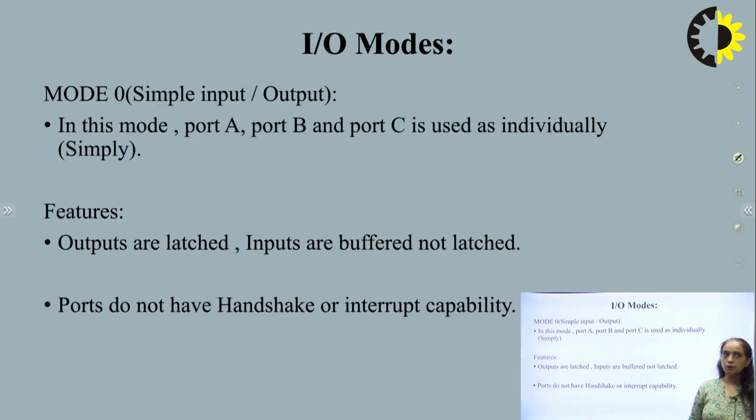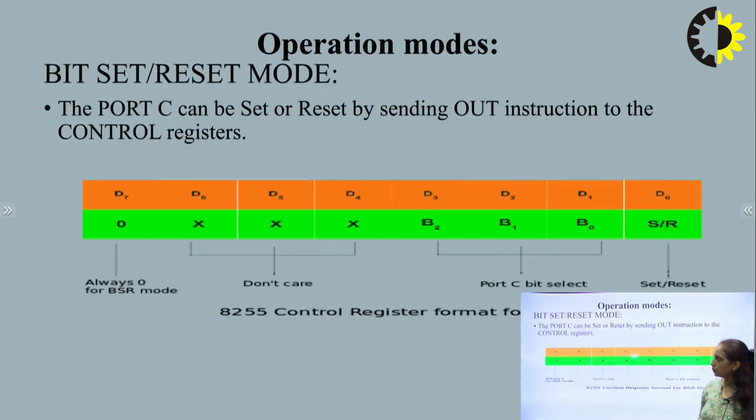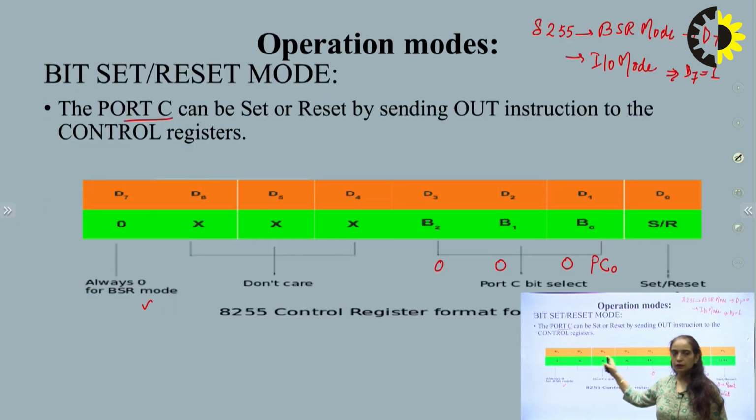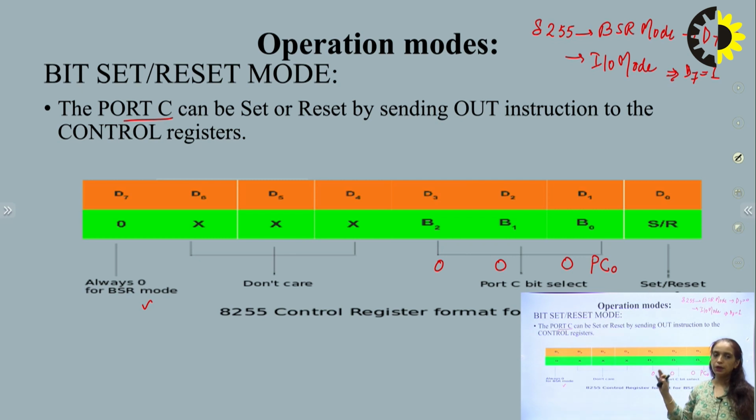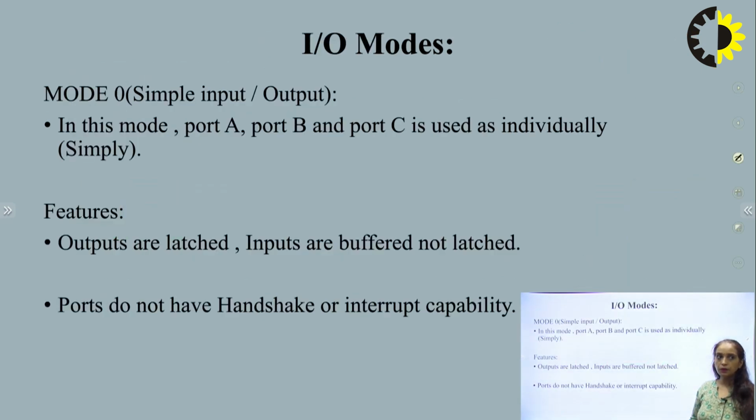Then IO mode. For the operation in IO mode, this D7 bit should be 1, then next bits will be changed accordingly. Mode 0 is a simple IO input output port. In this mode, port A, B and C are used individually as simple input and output ports. We can individually program these ports as either an input port or an output port.